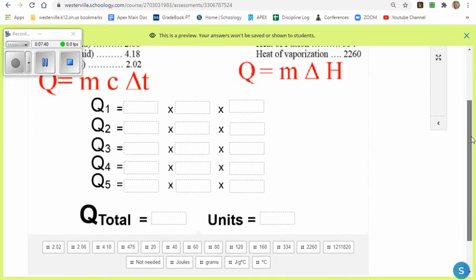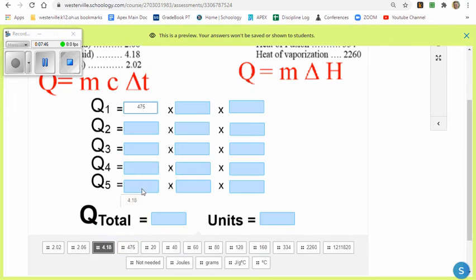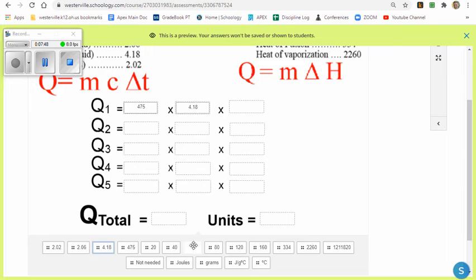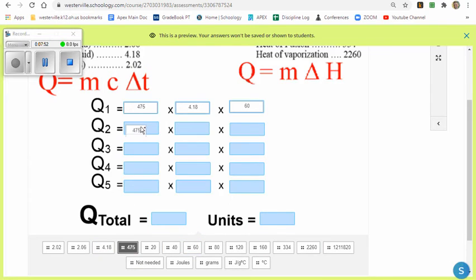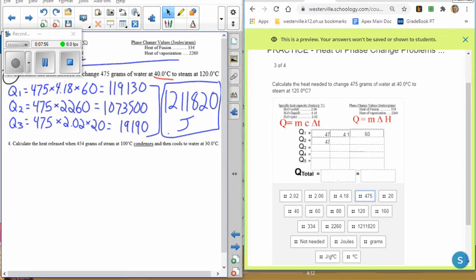On that problem we just did, our first calculation, we did the 475. We had a 4.18. We went up by 60 degrees. So we plugged that in, that's good. Then we had the 475. You can follow along my work right here. Then I had the 2260, so I plug that in next. Then there's nothing next, okay?